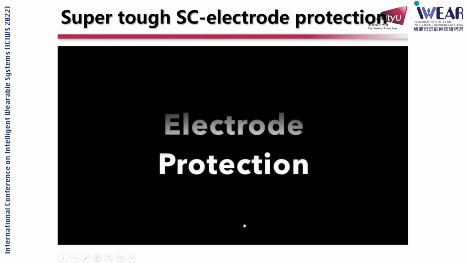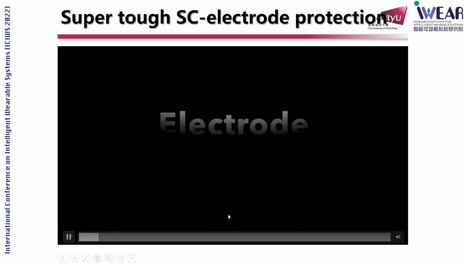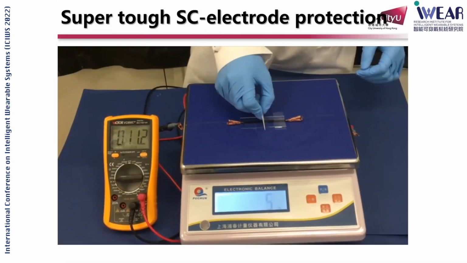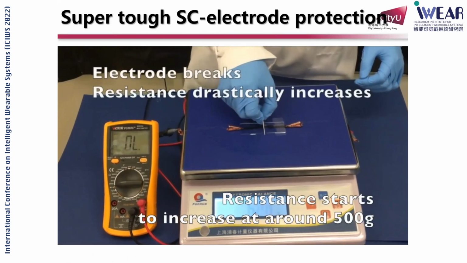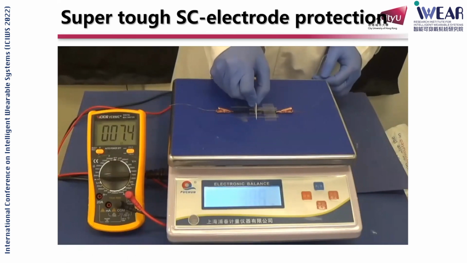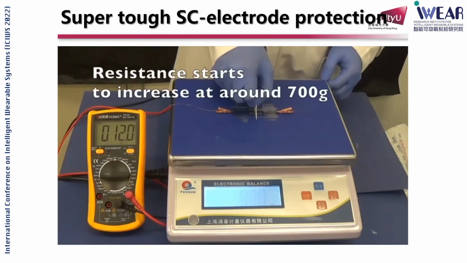It can be very tough. And you can also use this hydrogel to protect the bare electrode. For example, this one you cut without the coating of the hydrogel. If you coat it with gelatin, it's improved. Say the number increased to 700 grams.